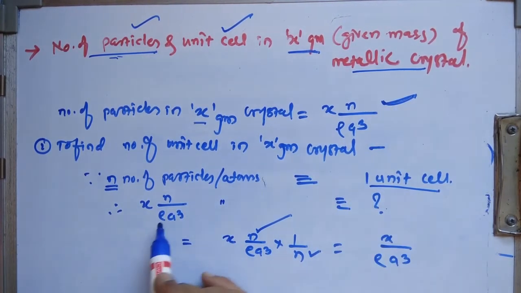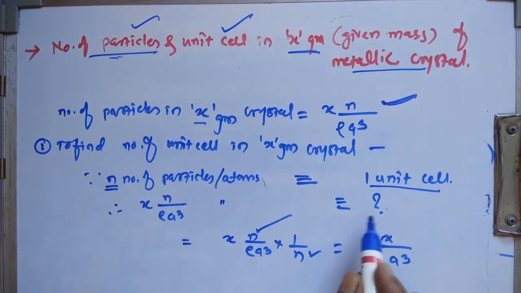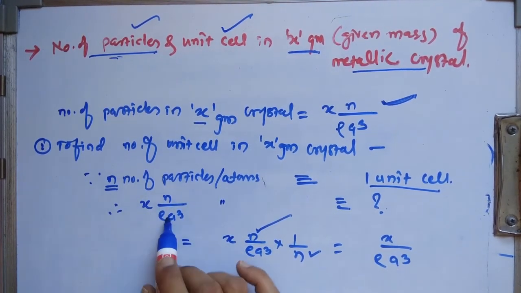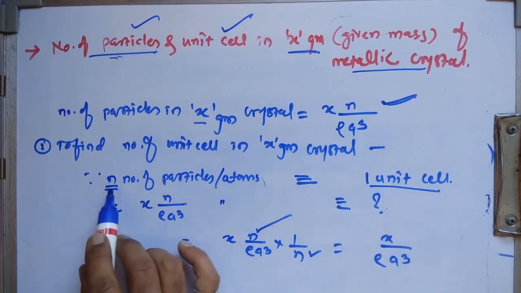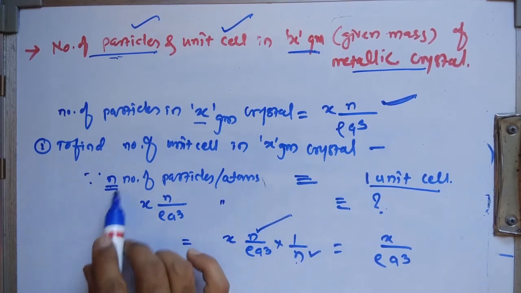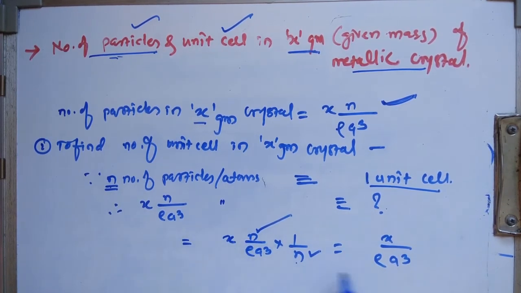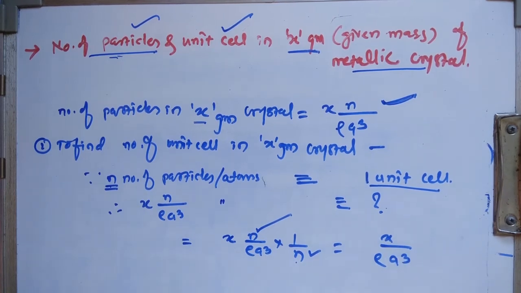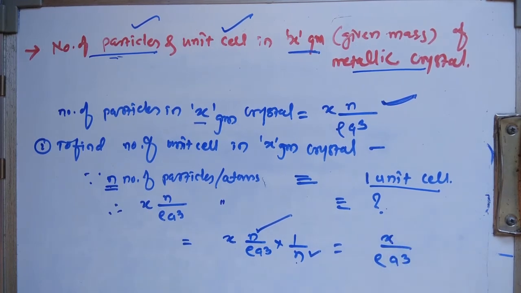So this much number of particles corresponds to how many unit cells? That is equal to this into 1 divided by n. So X into n upon rho into a cube into 1 divided by n. This n gets cancelled, and that is X upon rho into a cube, where X is the given mass of the metallic crystal, rho is the density, and a is the edge length, so a cube.